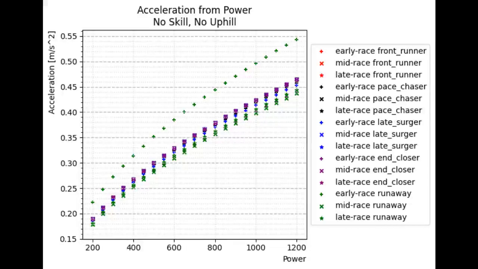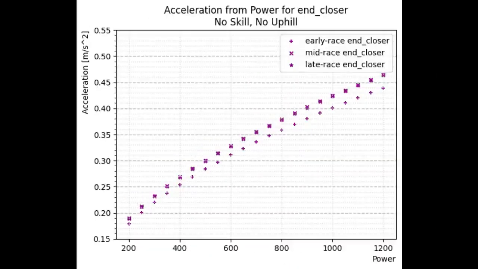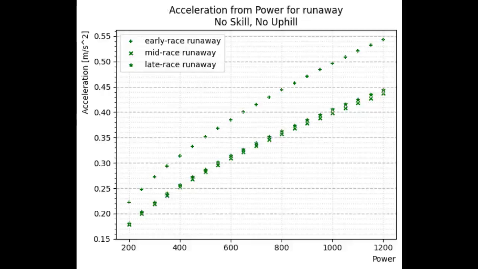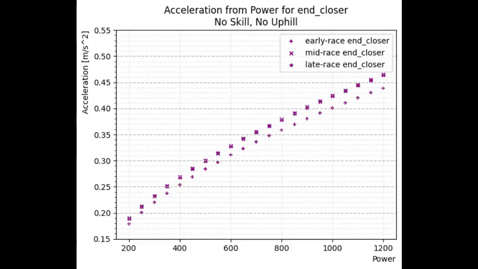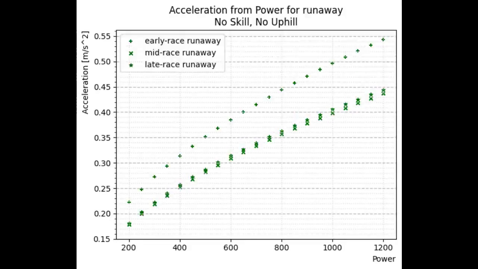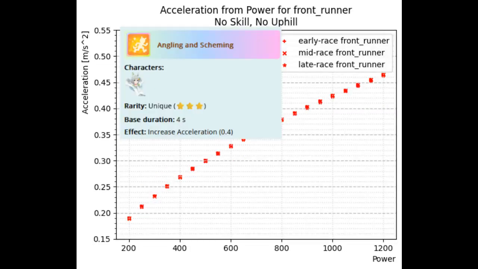That code produced this combined graph, which is too crowded. So I plotted each strategy separately. I will show two extremes in this video, and the rest you can look up in a link in the description. The end closer has a lower acceleration in the first 1/6 of the race. In that same phase, the runaway has a much higher acceleration. Note how much acceleration you get from power. When a 900 power Seiyan Sky activates her unique, her acceleration doubles.